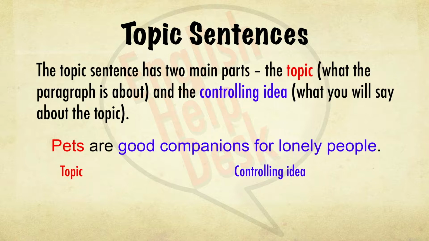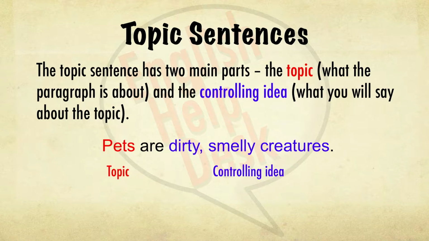So the writer thinks that lonely people should have pets, and in the rest of the paragraph will give reasons why. But if we look at a slightly different topic sentence, pets are dirty, smelly creatures, pets is still our topic. However, the writer's opinion, the controlling idea, is very different. Now, this writer thinks that they are dirty, smelly creatures and will continue to give examples of why this writer doesn't like pets for the reasons that they are dirty and smelly.